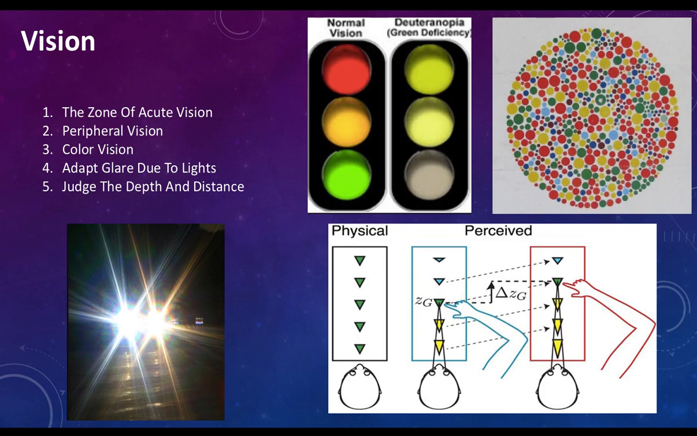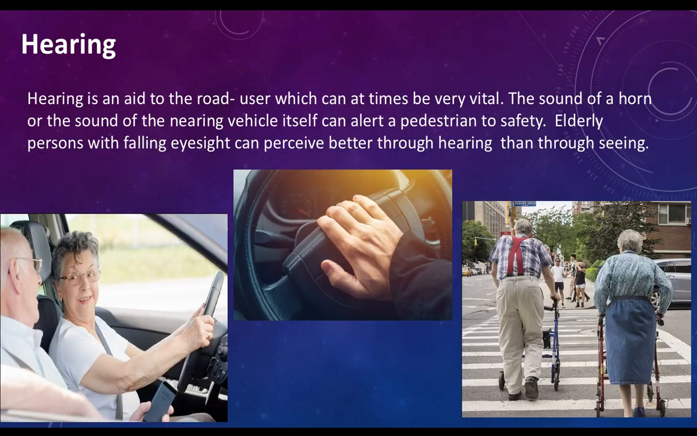Then comes judging depth and distance. If you have a pothole or a speed breaker, what happens? You look at it, you understand how deep it is and how far it is, the distance and depth, and then accordingly you slow down your vehicle. This is how you judge depth and distance using your eyes, your vision.